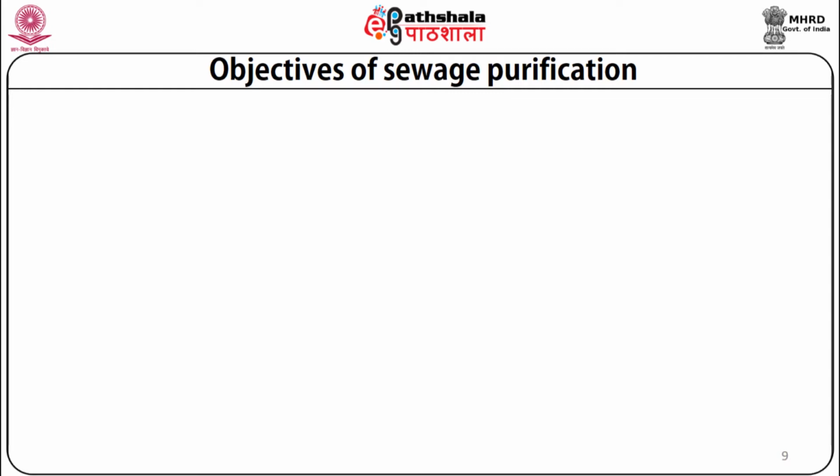There are a number of objectives for sewage purification, because if there is an indiscriminate disposal of sewage, then it may lead to many problems in terms of soil contamination, water bodies contamination, air pollution, and so on. And therefore, one of the major objectives of sewage purification is conservation of environment. We should have the environment conducive for human health and conducive for other organisms as well.